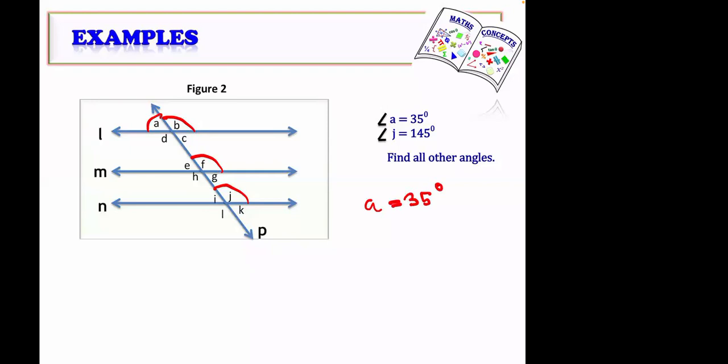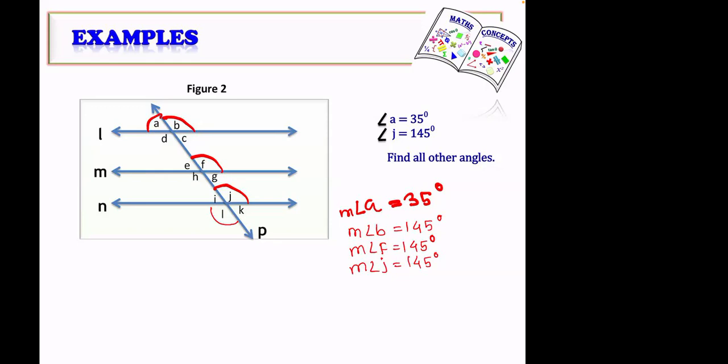We always write measure angle, okay? Measure angle like this. Then measure angle B is equal to 145 degrees. Measure angle F equal to 145 degrees. And measure angle J equal to 145 degrees. Similarly, we have L 145 degrees.